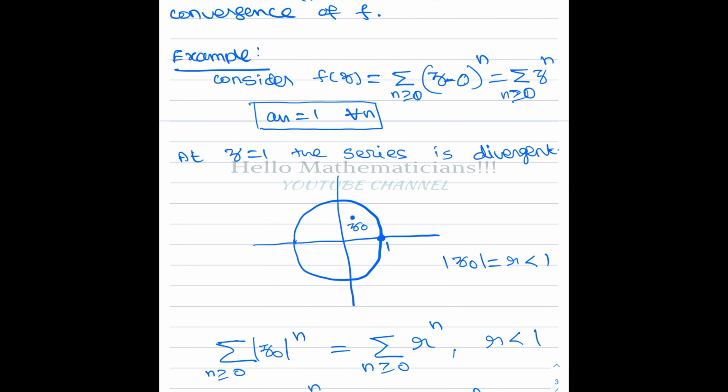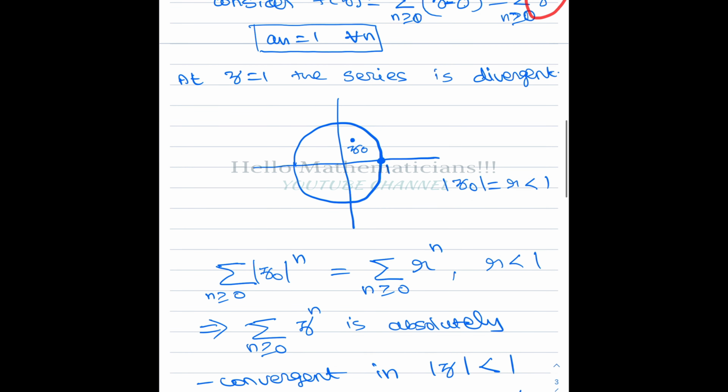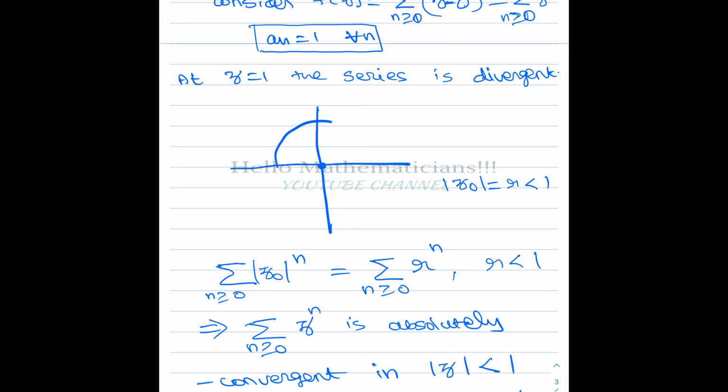For example, you take this series f of z equal to summation n greater than or equal to 0 of z to the power n, or z minus 0 whole power n. So basically this is a power series about the point 0. I take the point 0 and this is a very bad looking unit circle. Let me try to draw a nicer unit circle, better than the last one. This is a power series about the origin, so I look at the disk with center at the origin.